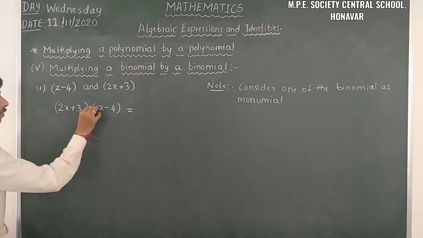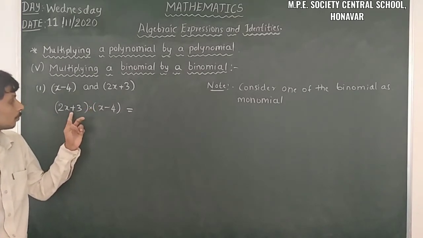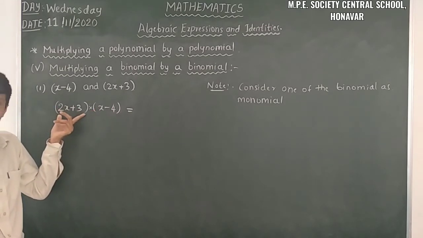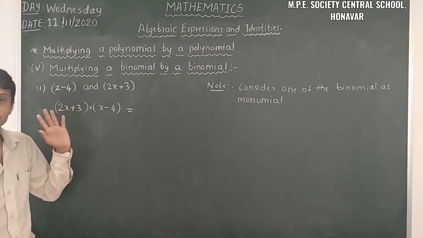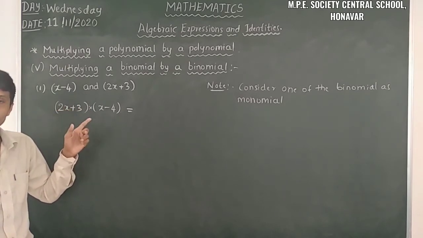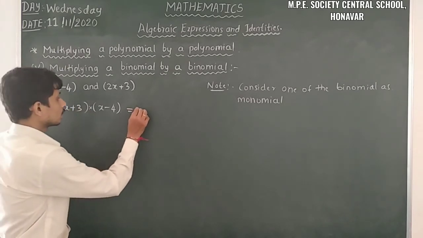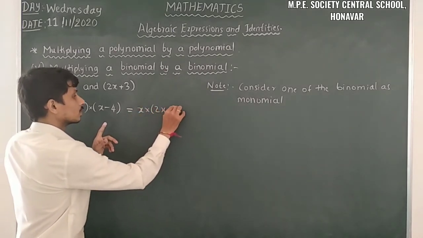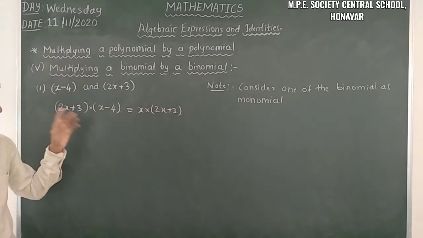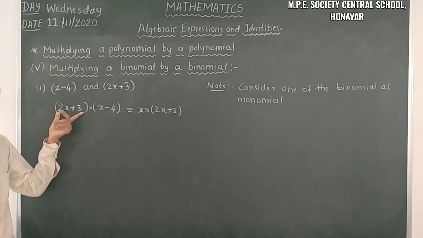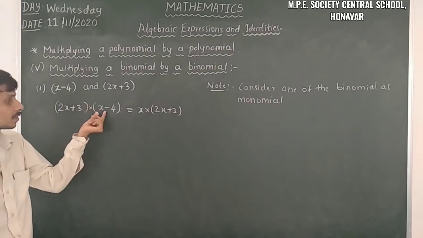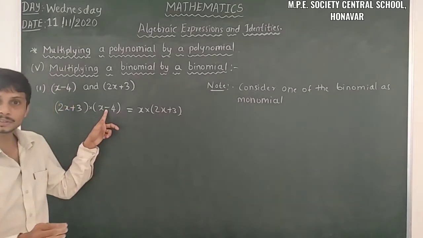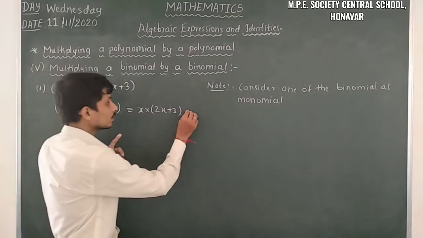So we already know multiplying a monomial by a binomial. This complete expression you have to multiply with the first term. That is, I will write this x first, and then this term, x into 2x plus 3. Here we have a negative sign.